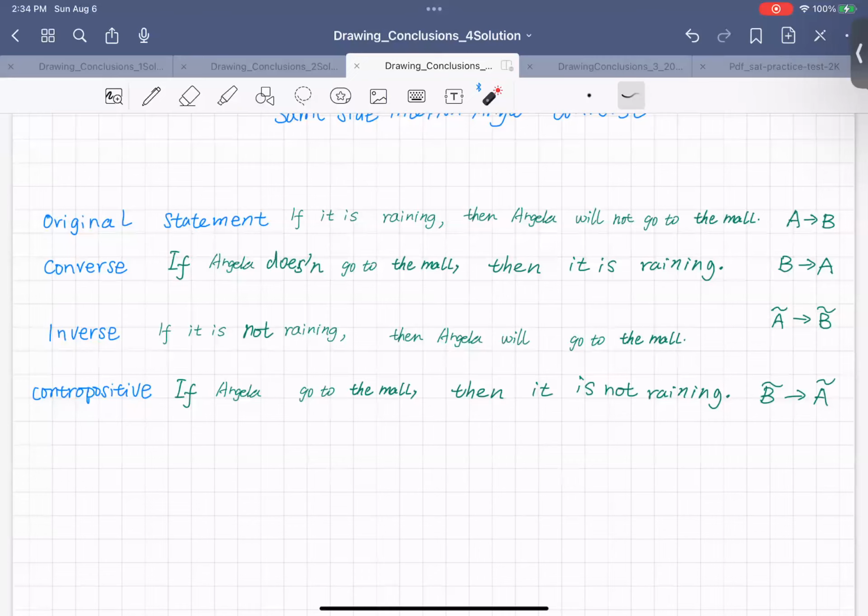Timothy, pretty good. Your original statement, your converse, your inverse are all correct. Double check your contrapositive. Yeah, that's the only one you want to fix. You will change the not B to not A. Okay? Yeah, I see. Good job, Annie. Your four statements are all correct. That's a pretty good example.